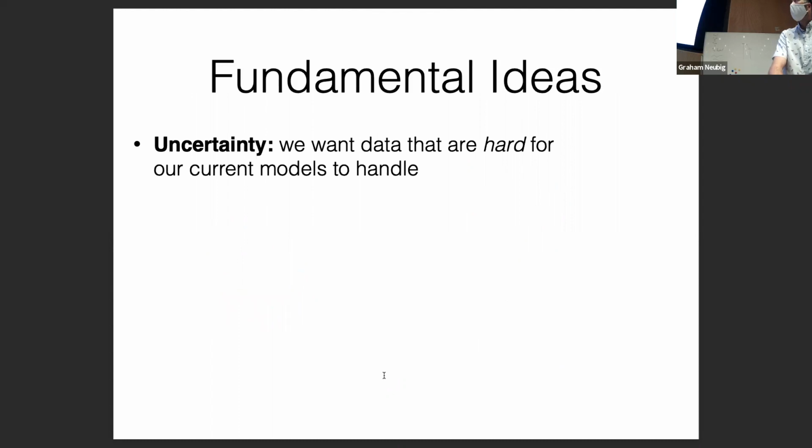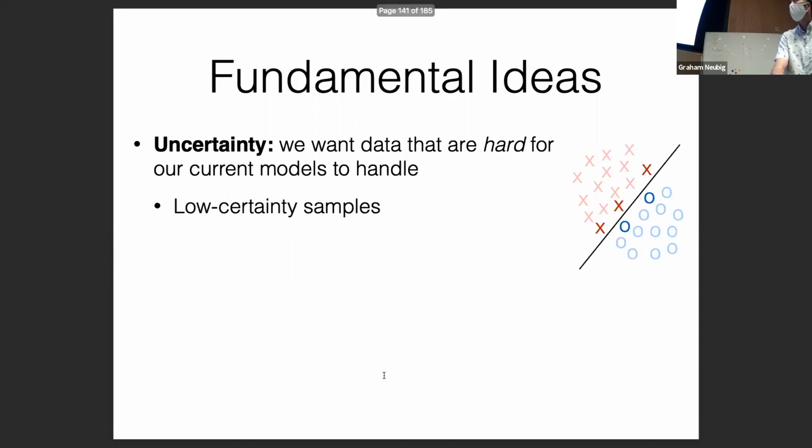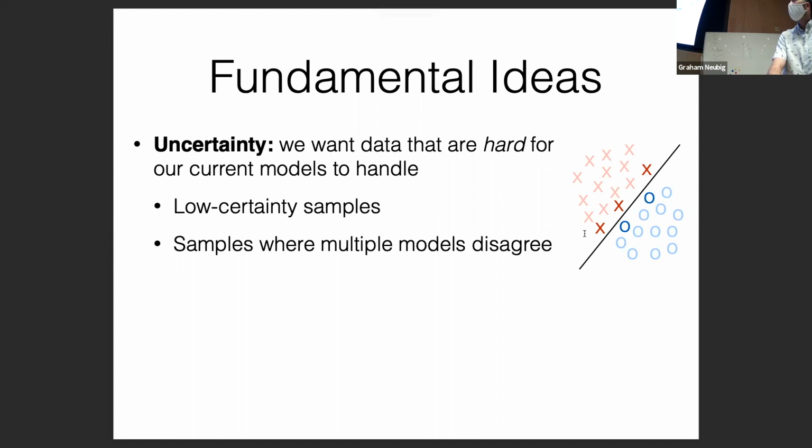There's a couple of fundamental ideas here. One is uncertainty. We want data that are hard for our current models to handle. These can be low certainty samples close to a classification boundary, maybe ones where your model says there's only about a 50% probability of getting them right. They can also be the samples where multiple models disagree. This is something called query by committee, where you train multiple models and see where they disagree.